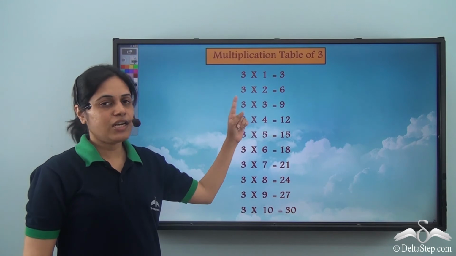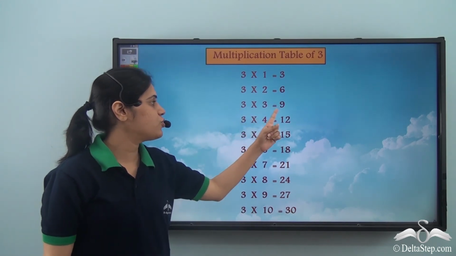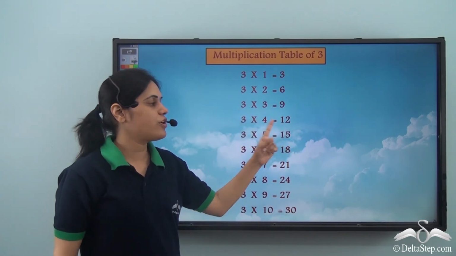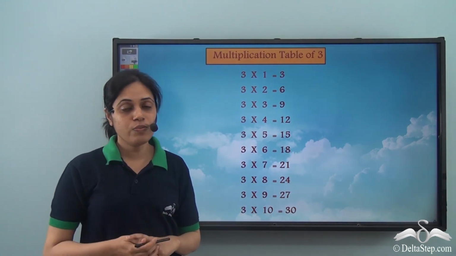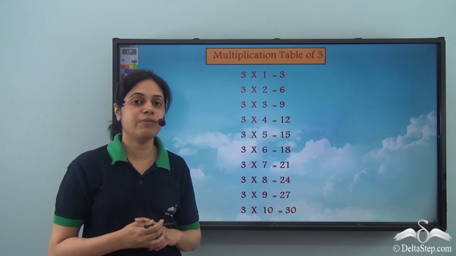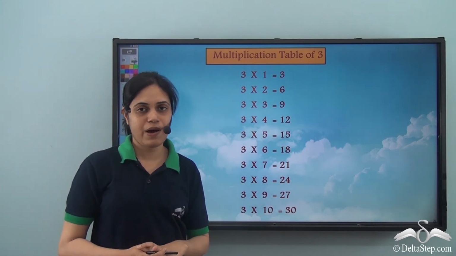3 into 1 is 3. 3 into 2 is 6. 3 into 3 is 9. 3 into 4 is 12, and so on till 3 into 10. Now do make your own multiplication table of 3 and remember it by heart.